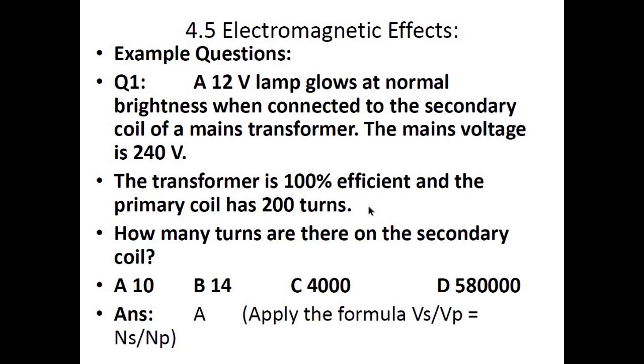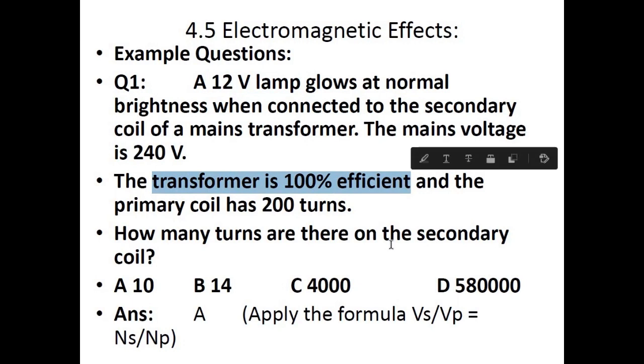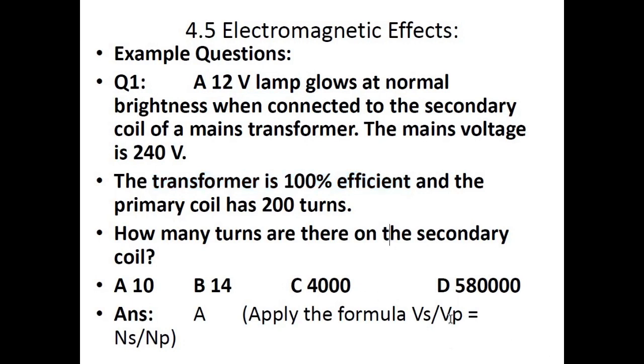Simply apply the formula VS divided by VP equals NS divided by NP. Now you are told the number of turns of the primary coil, the input voltage and the output voltage. Obviously, if the lamp is glowing at normal brightness, that means the output voltage is 12. So use these three things, put them in the formula, cross multiply, and you get the answer as 10. So A would be your answer.